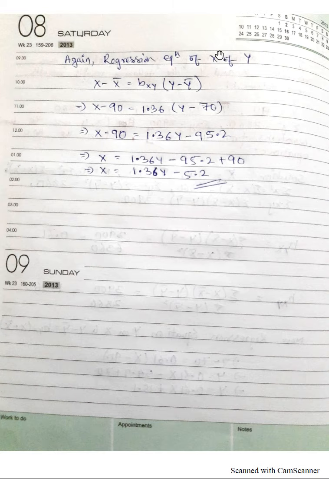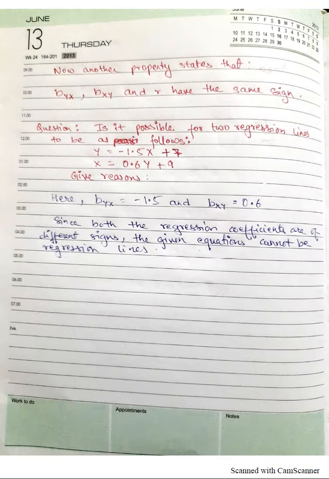Similarly, we have the regression equation of x on y as x minus x bar is equal to bxy into y minus y bar. We put the value of x bar as 90, put the value of bxy as 1.36 and put the value of y bar as 70. We calculate, we get it as x is equal to 1.36 y minus 5.2. It will be the answer. So very easy, again very simple.